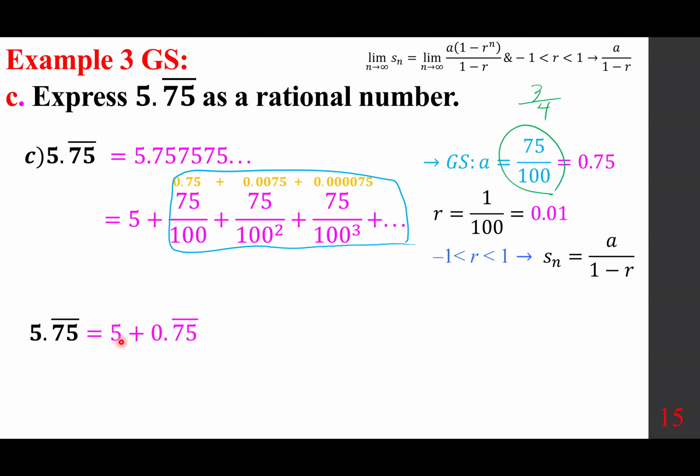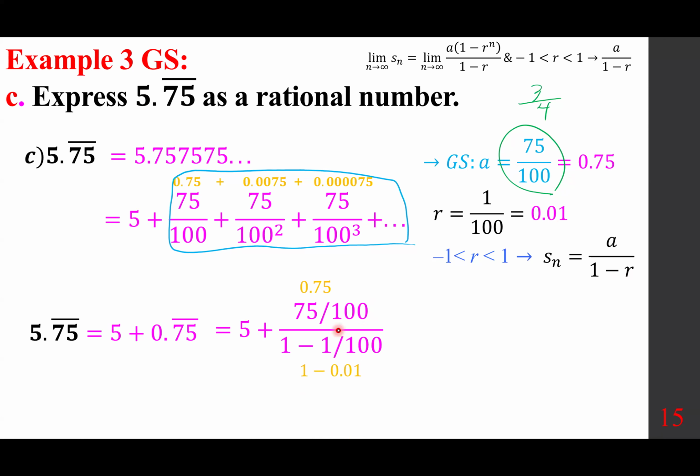So we keep the 5 and this part, A, either one, over 1 minus R, again, either one. So here's the fractional format, 75 over 100 over 1 minus 1 over 100, or a decimal format, this is 0.75 over 1 minus 0.01. So first, let's look at the fractional format.